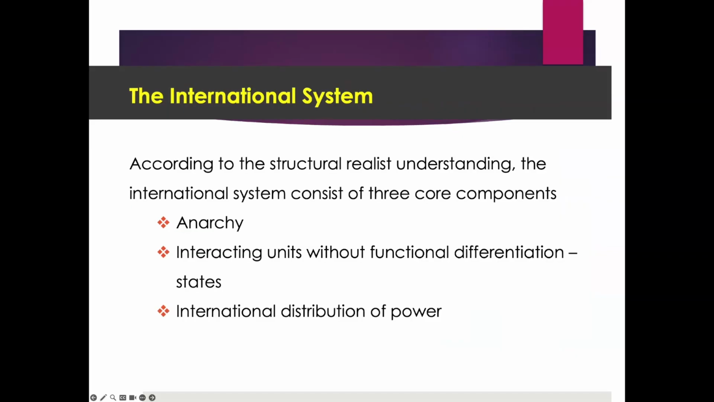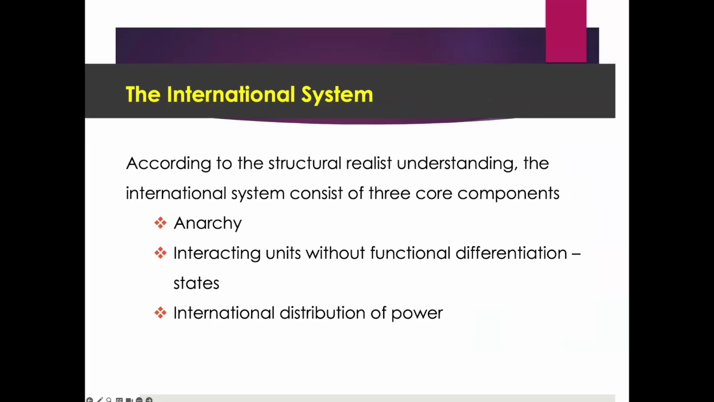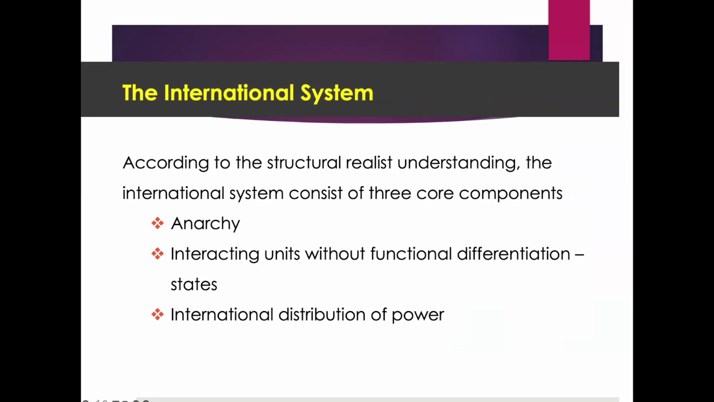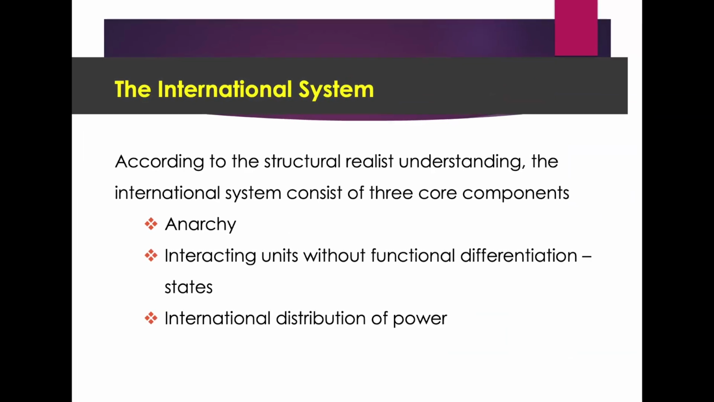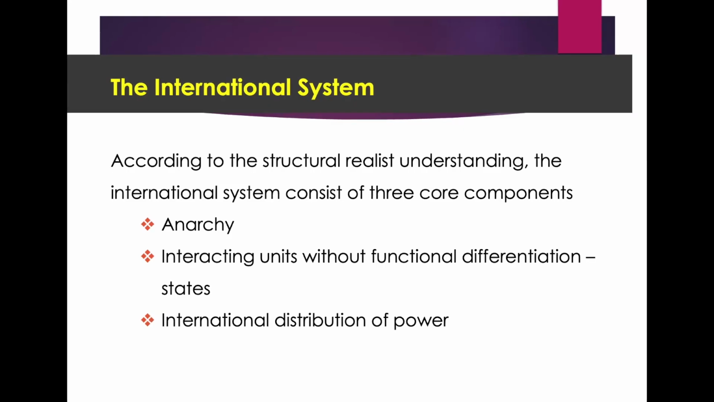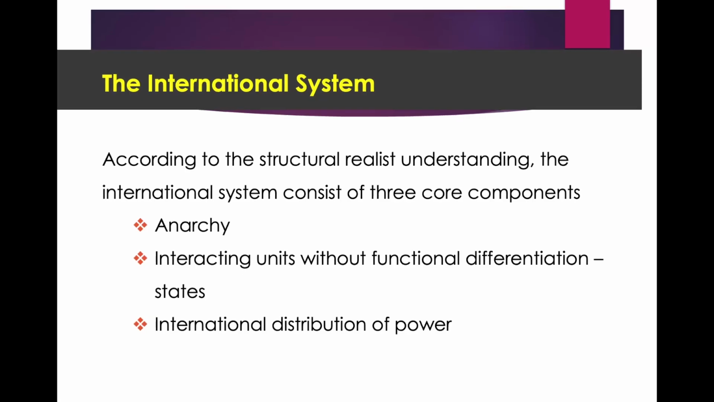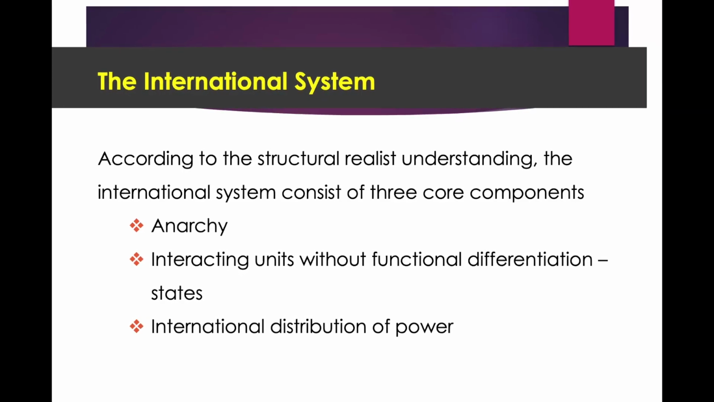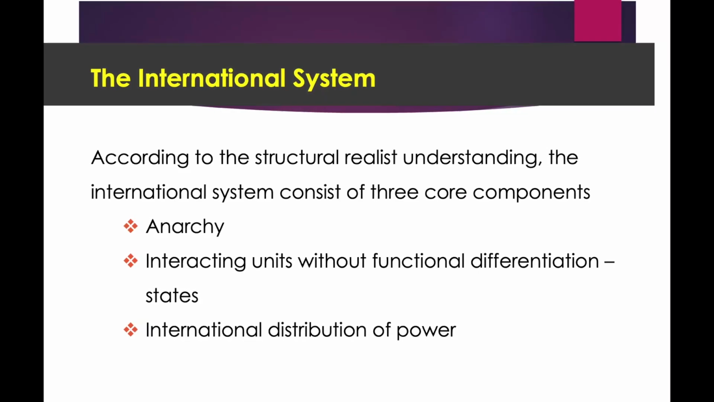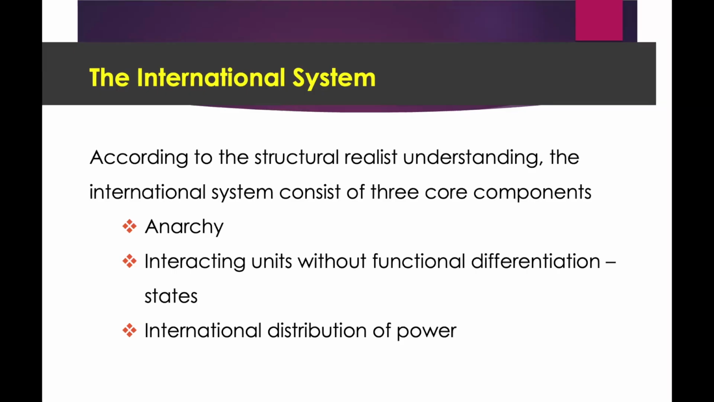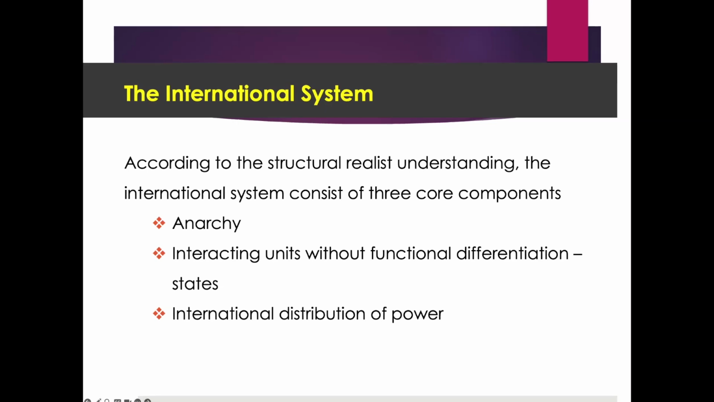Now let's look at structural realism. According to this perspective, the international system consists of three core components. Anarchy, interacting units without functional differentiation, in other words, that is, states, and international distribution of power. Anarchy, which we already mentioned, simply means that there is no overarching authority above states. The international system lacks a central government, meaning states operate in a self-help environment where security is never guaranteed. Interacting units without functional differentiation, states.